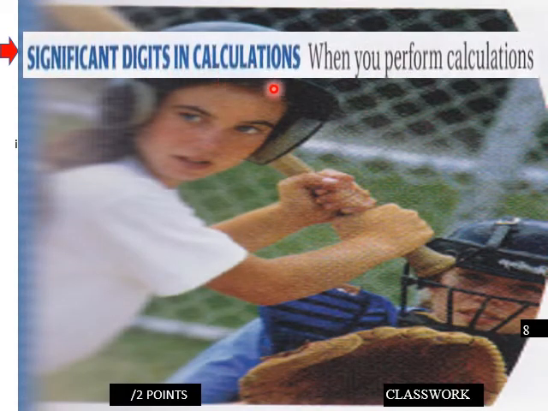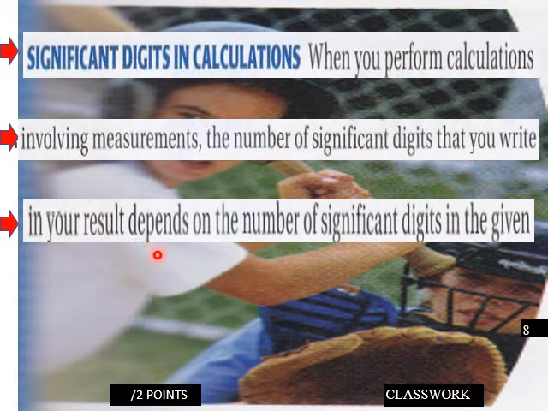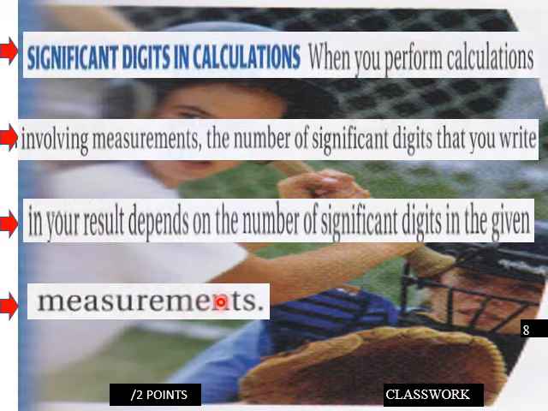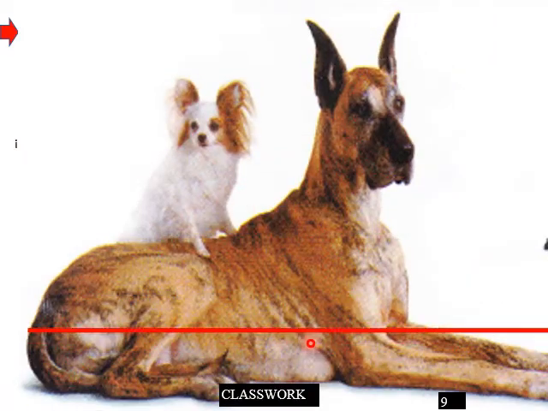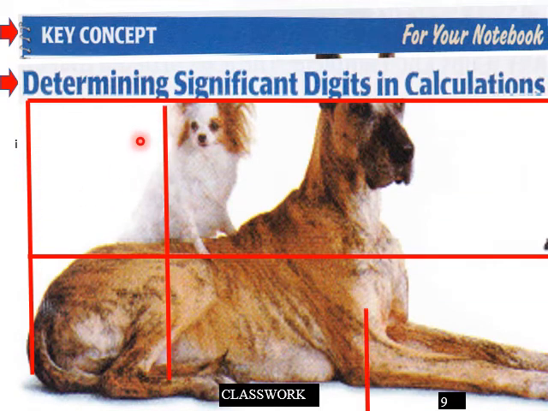Significant digits in calculations. When you perform calculations involving measurements, the number of significant digits that you write in your result depends on the number of significant digits in the given measurement. The measurements you work with also determine how many there are.